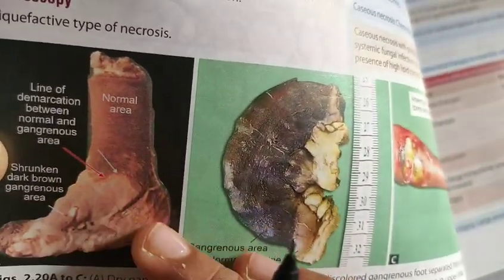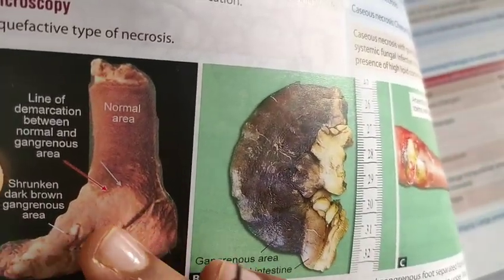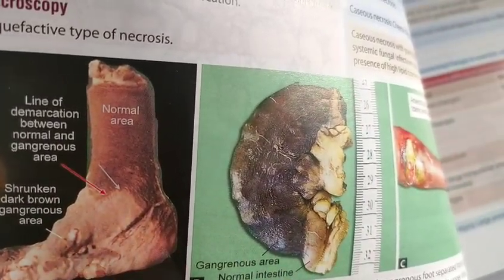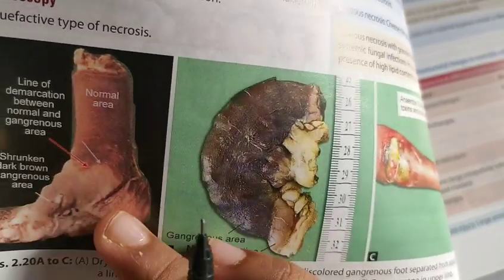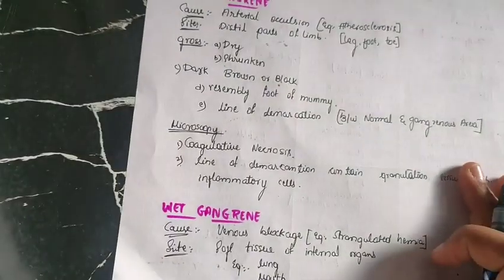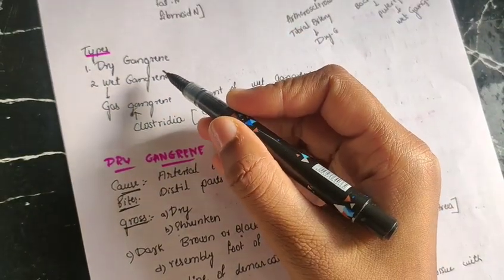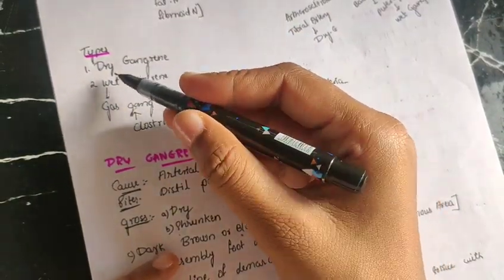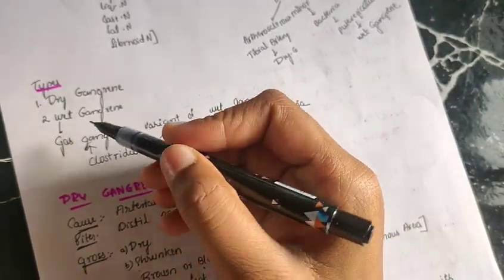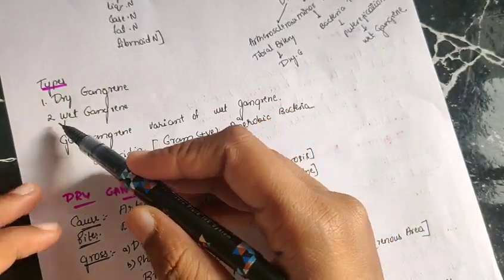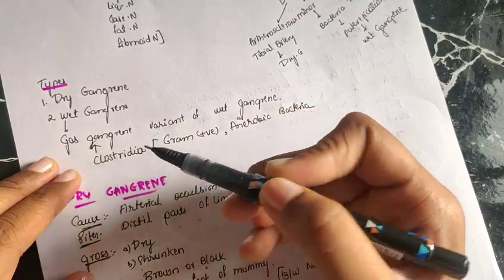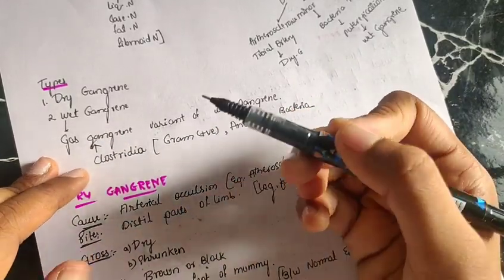In the distal parts of the limb you see dry gangrene. DD, you can remember: dry gangrene is seen in the distal parts of the limb. If we come across the types, there are two types: dry gangrene and wet gangrene. As the name says, dry gangrene will be dry and wet gangrene will be wet in appearance. Another variant of wet gangrene is gas gangrene. Gas gangrene is a variant of wet gangrene.